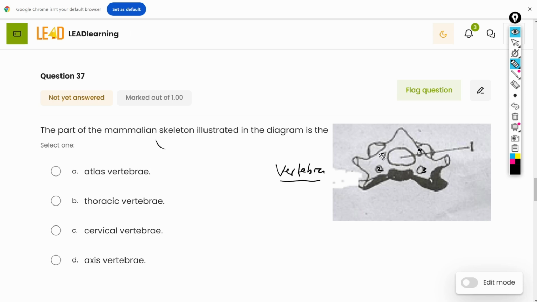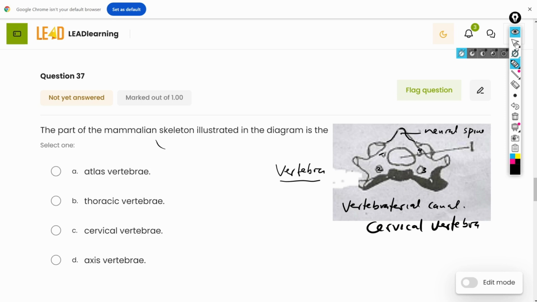These tiny holes here are called the vertebrarterial canals. This is the only vertebra that has them. And then it has a gentle, not really pronounced, neural spine. The only vertebra that this structure typifies is the cervical vertebra, found in the neck. So our answer to this question is cervical vertebra, option C.